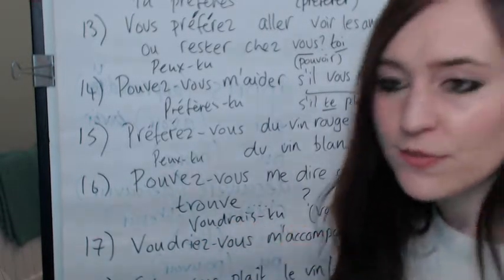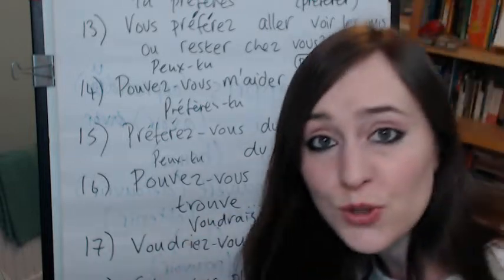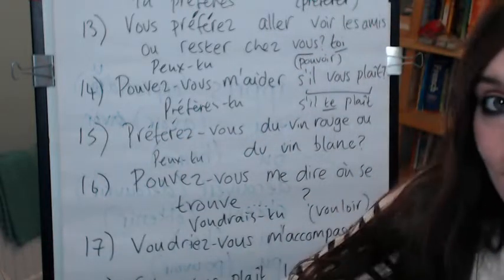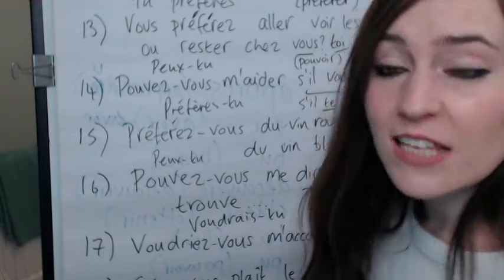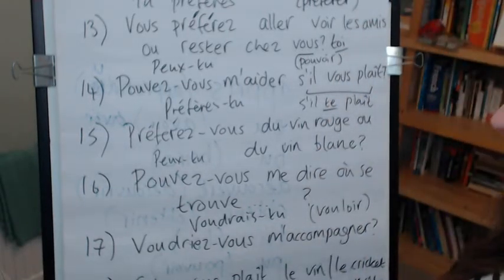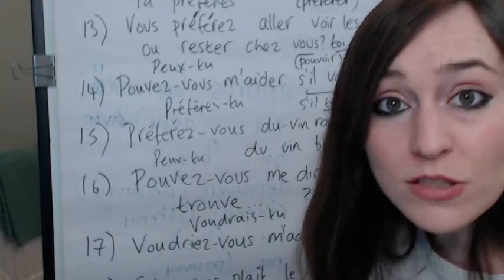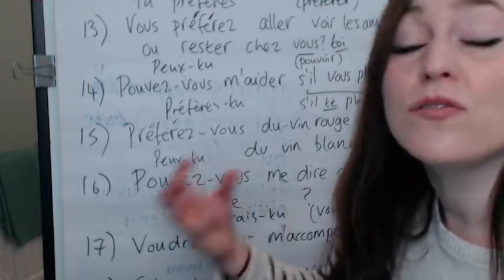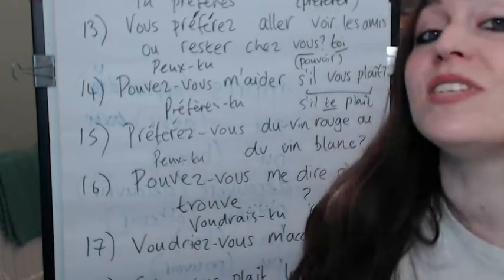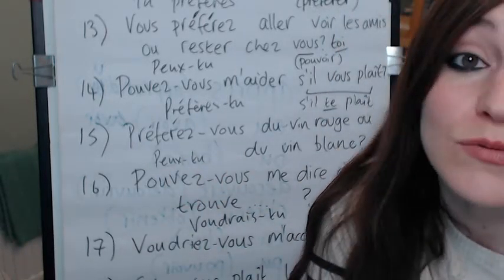V-O-U-D-R-A-I-S. Voudrais-tu? Would you like? Would you want to come with me? Okay. Voudriez is the vous form. So instead of voulez-vous, do you want? Voudriez is would you like? Voulez-vous, do you want? Voudriez-vous, do you or would you like?